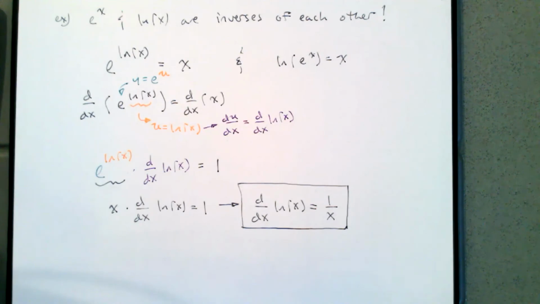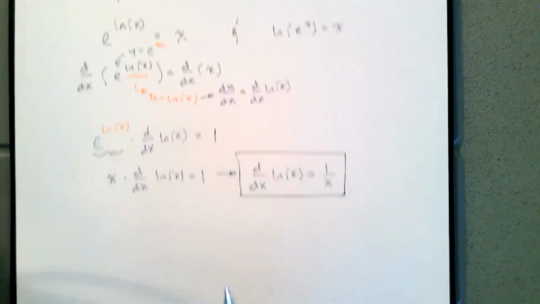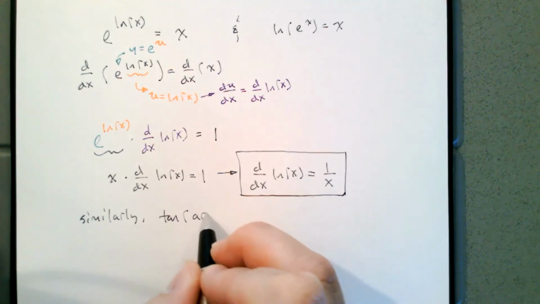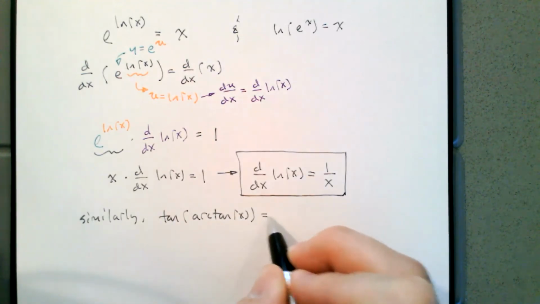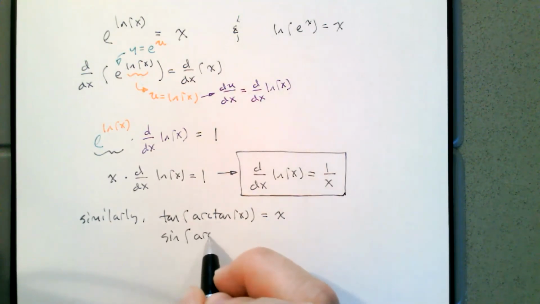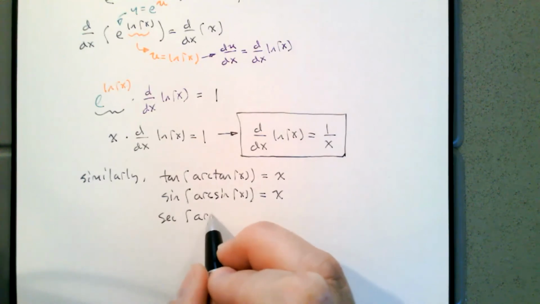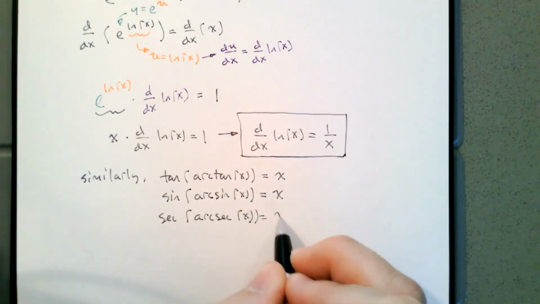So here we are justifying that the derivative of natural log of x is 1 over x. It has to do with the fact that natural log of x is the inverse of e to the x, and that if you do a function of its inverse, you'll end up back where you started. We can do similar things with tangent and arctangent. We just take the inverse that we're pretending that we don't know, and we put it inside. So similarly, the tangent of arctangent of x is equal to x, and the sine of arcsine of x is equal to x. Similarly, the secant of arcsecant of x is equal to x.